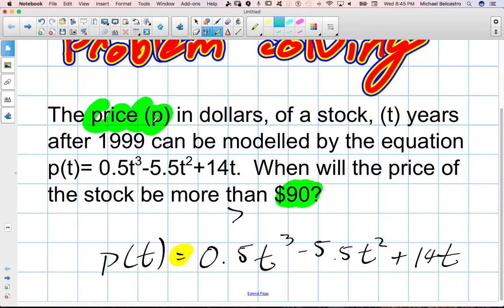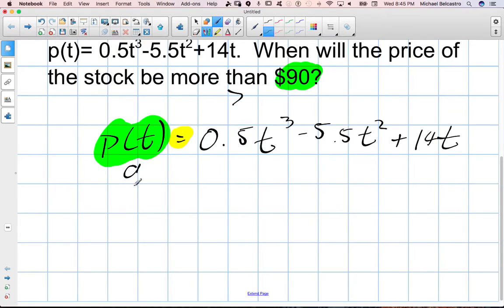And remember, price was represented by P, so this P of t, the price of that stock, is going to be replaced with the number 90. And remember, we need to be greater than. In this case, you can say 90 is less than the equation, or we could have written the equation on the left and then written greater than 90. We just needed the equation to be larger than the value of 90. Because of the order I've written this in, I'm using the less than sign, but it still fulfills the requirements.